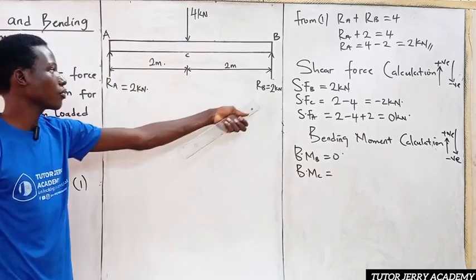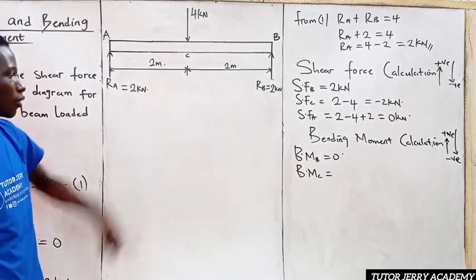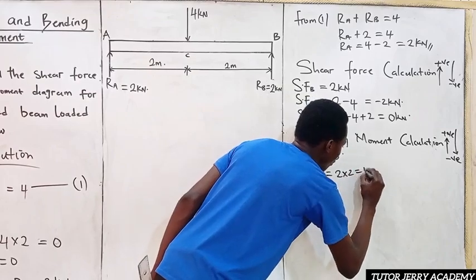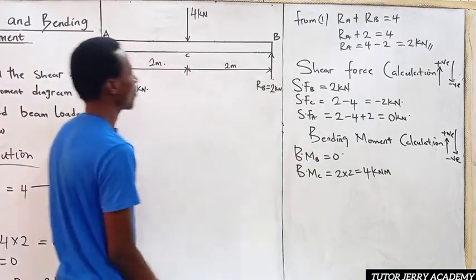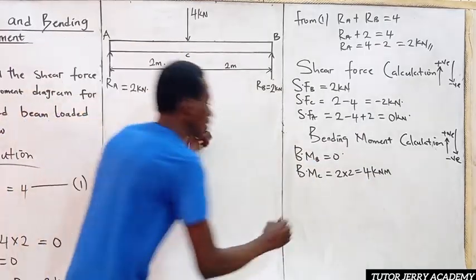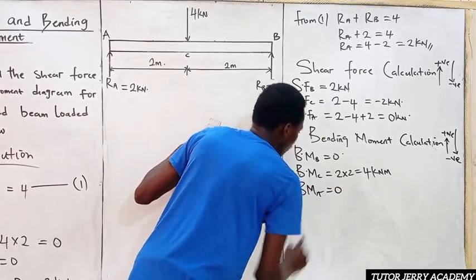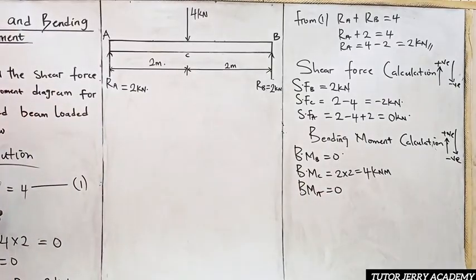So we are going to be having 2 multiplied by the distance, which is nothing but 2. So our bending moment here will be 2 times 2, which is equal to 4 kilonewton meter. So this is what we have. Similarly, our bending moment at A will be nothing but 0. So from this point, we can draw our shear force and our bending moment diagram.